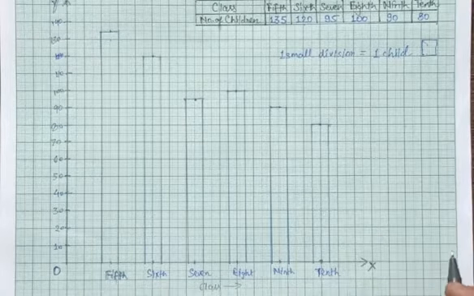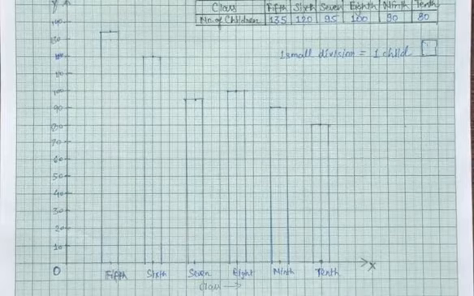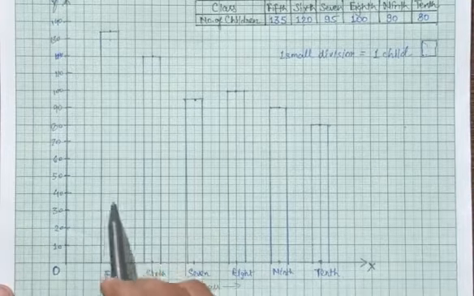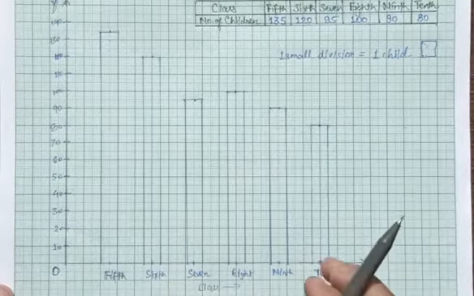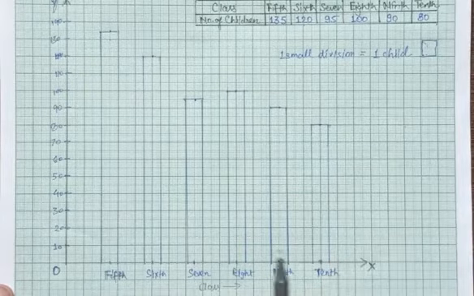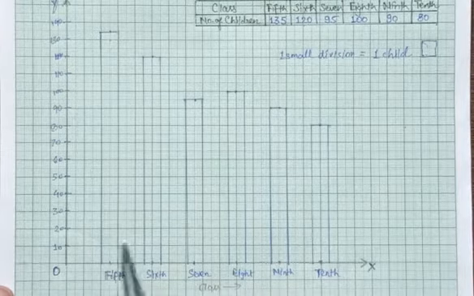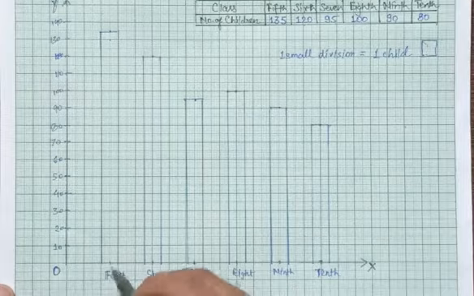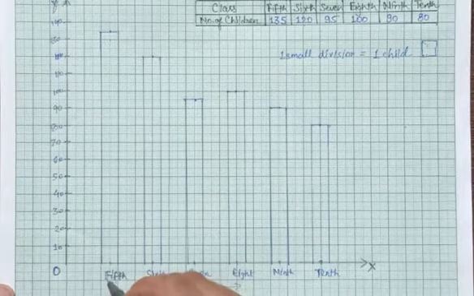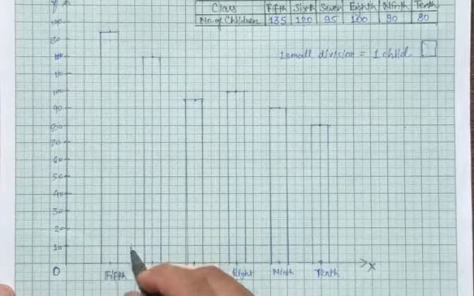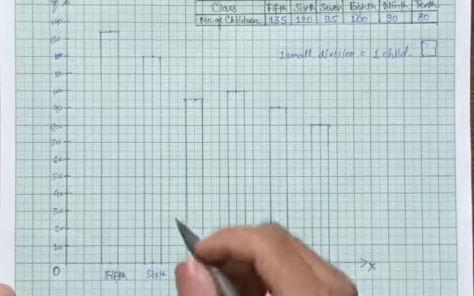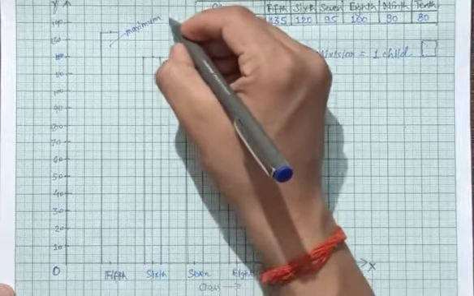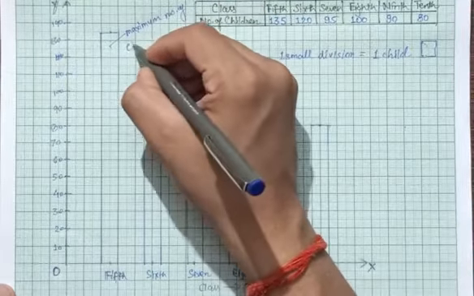After that, the second question is, which class has the maximum number of children and which class has the minimum number of children? Now students, the height of the bars gives us information about the number of children. So when you carefully observe these bars, you observe that the bar corresponding to class 5th has the maximum height. It means that class 5th has the maximum number of children. So only by seeing this graph, we can say that class 5th has the maximum number of children.